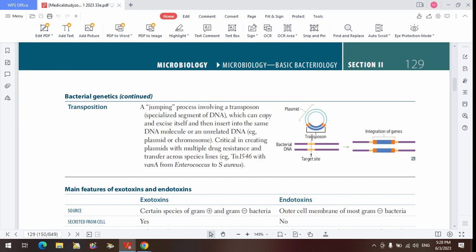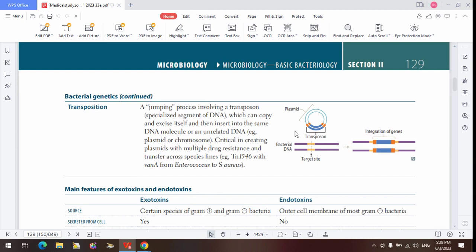So once it's located within that particular plasmid of that Enterococcus, it can duplicate itself, then it can copy, excise itself, then move outside to another bacteria to transmit that gene. So it copies, excises, then goes to that next bacteria, transmitting that gene to it.